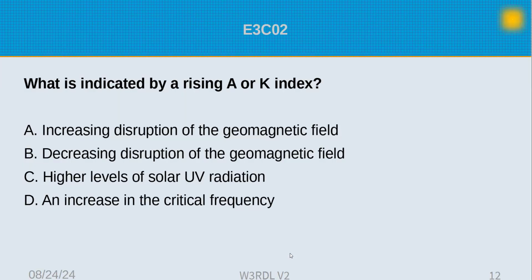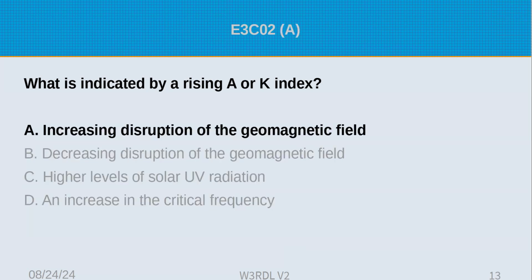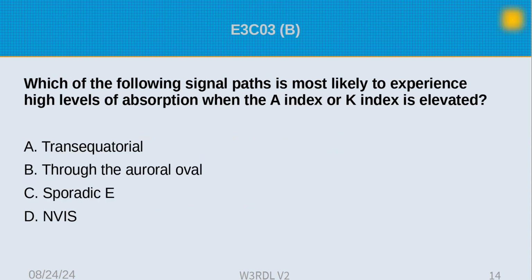So what is indicated by a rising A or K index? Increasing disruption. Which of the following signal paths is most likely to experience high levels of absorption when the A or K is elevated? Anybody? Right. Henry Follow says polar. The way they worded that answer made it confusing.